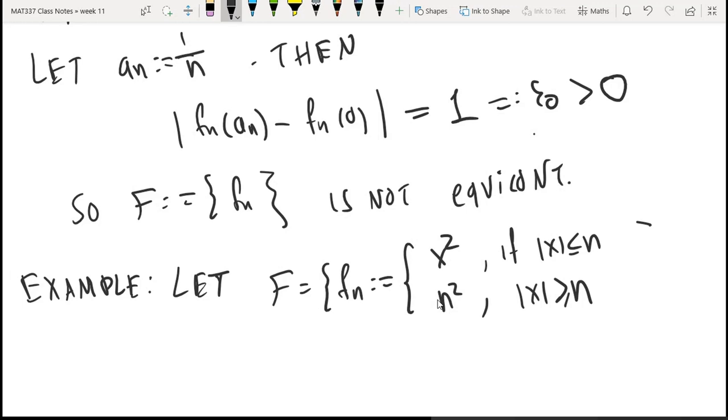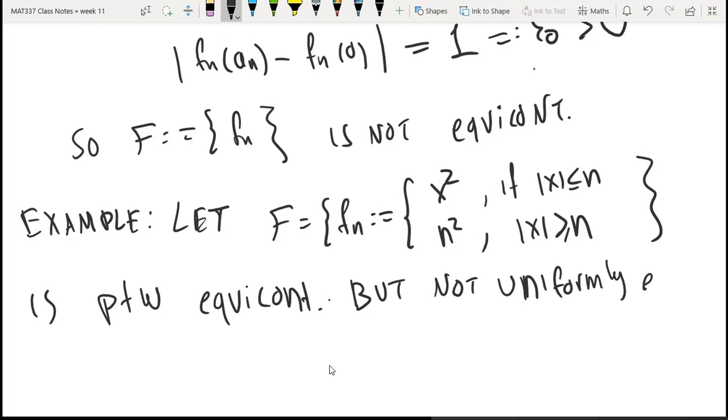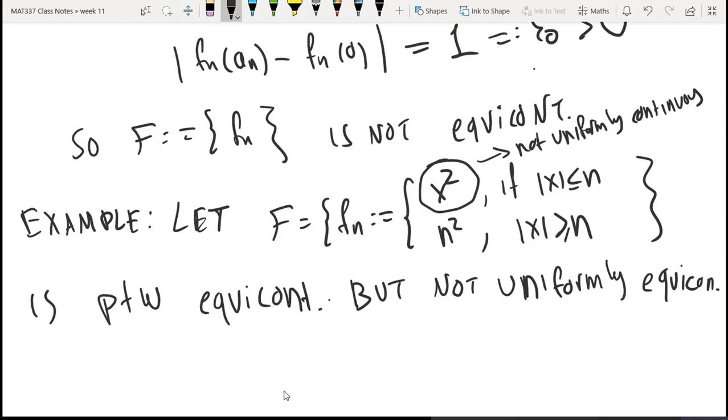Then we claim that this family is pointwise equicontinuous, but not uniformly equicontinuous. And that's because we added a function which is not uniformly continuous. So the family would definitely not even be uniformly equicontinuous. Okay, so let's do this example.